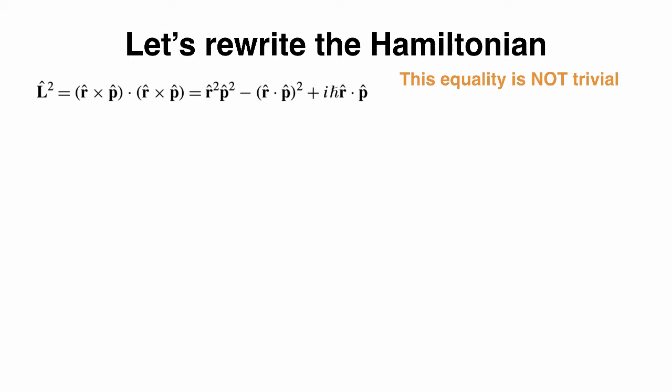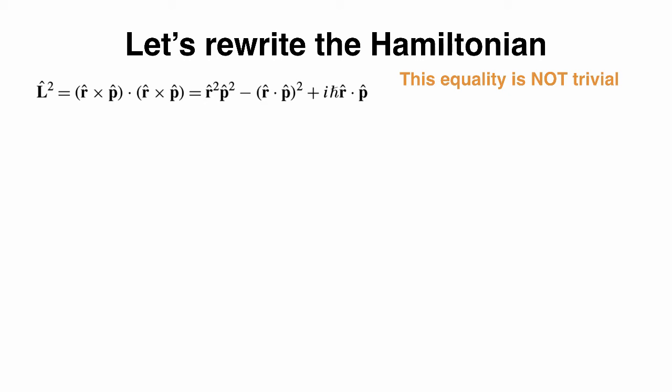The fact is, L square, as we know, L is R cross P, using commutators. So L square is R cross P dot R cross P. We can show that it's equal to R square P square minus R dot P square plus i h bar R dot P. This relationship is not trivial. It takes quite a bit of work to get there, and it is not obvious. So this takes a little bit of time that I'm not going to spend on this screencast, but it is going to be part of an exercise to perform.